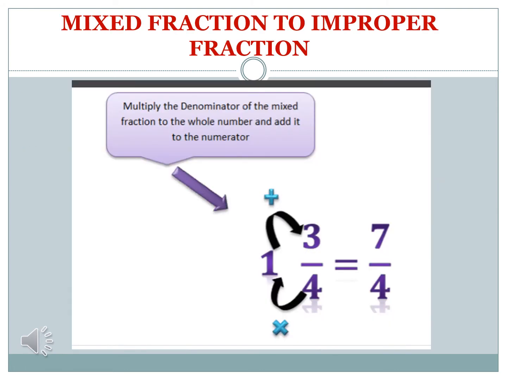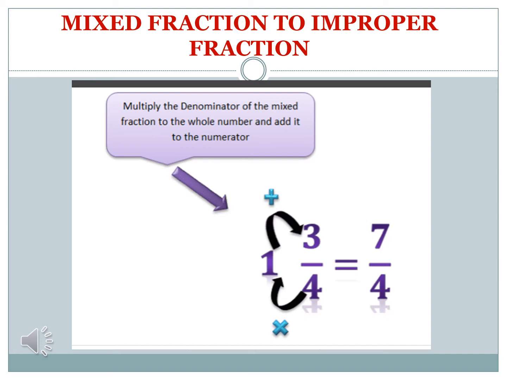Now let us see how to convert mixed fractions into improper fractions. First of all, let's have a look at the representation of a mixed fraction. It is a combination of a whole number and a proper fraction. So the whole number is 1 here and the proper fraction is 3/4 here. When we combine it, we get a mixed fraction 1 3/4.